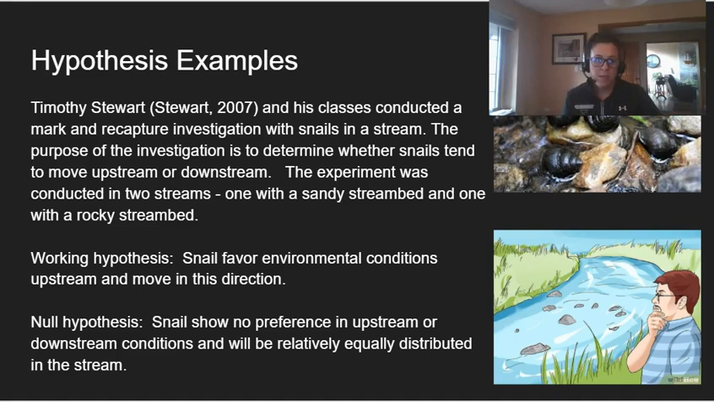The null hypothesis, or the no effect, would be that snails show no preference in upstream or downstream. They're going to be relatively equally distributed in the stream overall. They're not going to care if they're upstream or downstream. They have no preference. That's always going to be our null hypothesis: no relationship, no cause and effect.